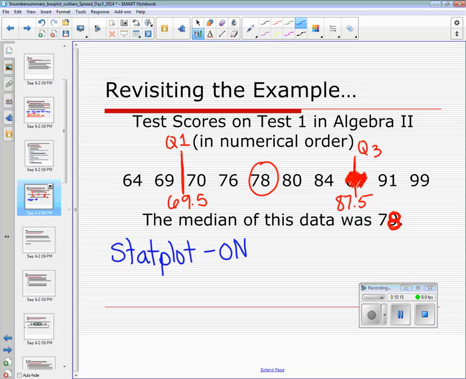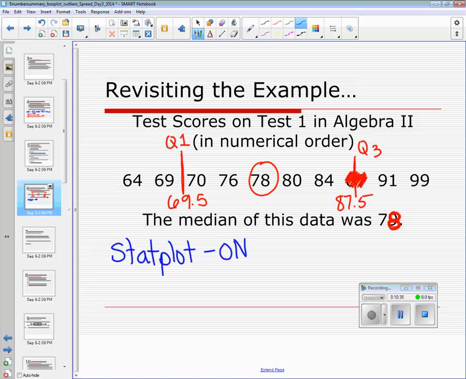The second one. So you're going to go to stat plot, which is second y equals, and enter, turn it on, and then the type is going to be the one with the dots. Okay? Yes, sir. This one or that? It's the one with the dots. The one that has the outliers that are showing.